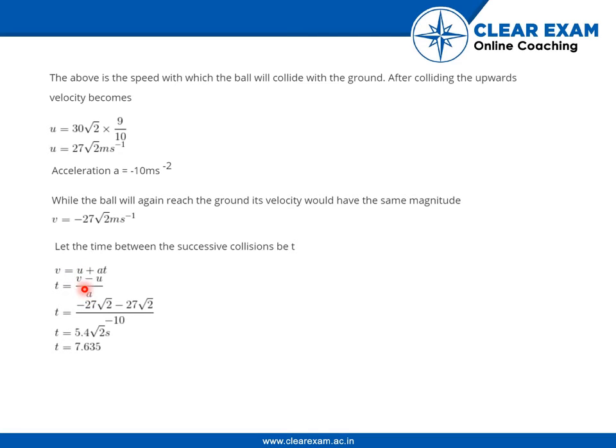So we know that the value of v is negative 27 root 2, and the value of u, which is the previous value, is 27 root 2 meters per second. The value is the same, just the signs are different. And after putting in the value of a, we get t to be 7.635 seconds. So after the first collision, the speed will become 0 in 2.7 root 2 seconds. So the total time would be what? The previous timing, which was 4.242, and this timing, which is 7.635, and the total time would be 11.87 seconds.